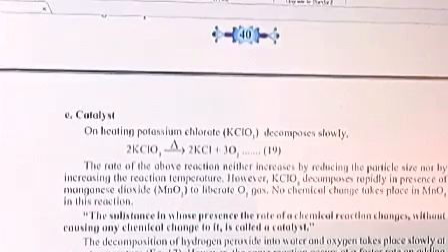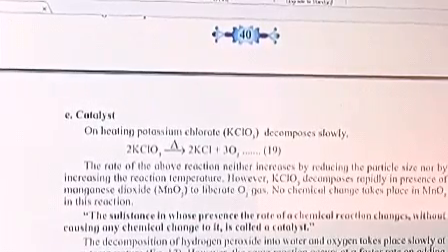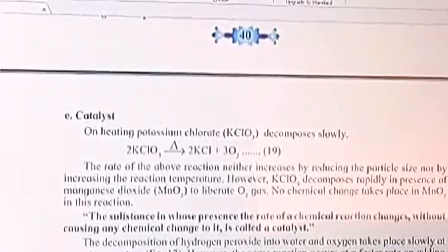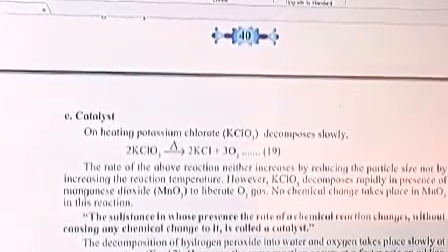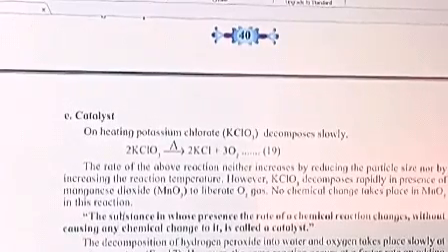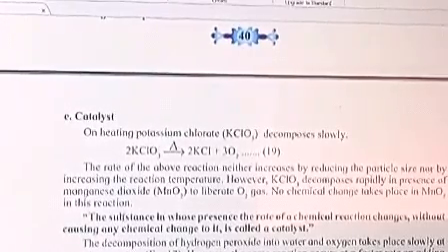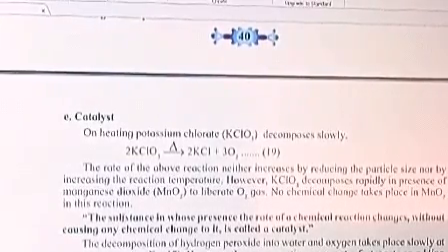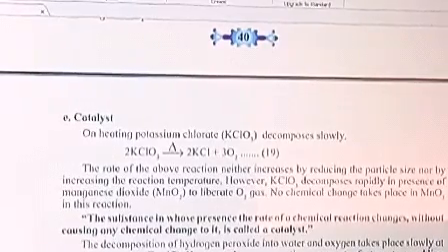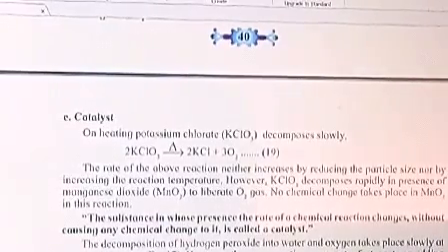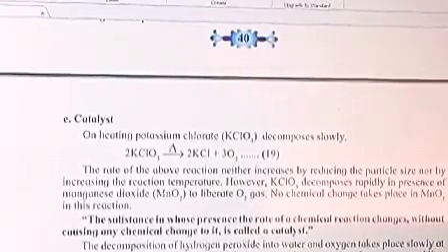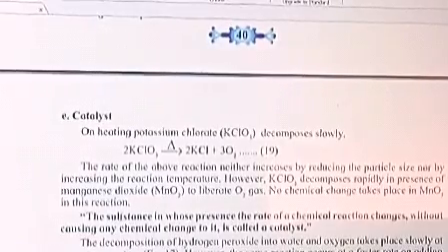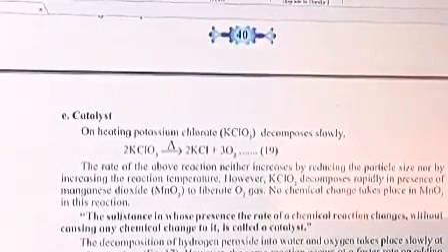This is a slow reaction, but if we add a pinch of manganese dioxide, MnO2, to potassium chlorate and heat it again, we see that the decomposition occurs much faster as compared to the earlier case. So this shows that the presence of a catalyst increases the rate of chemical reaction.